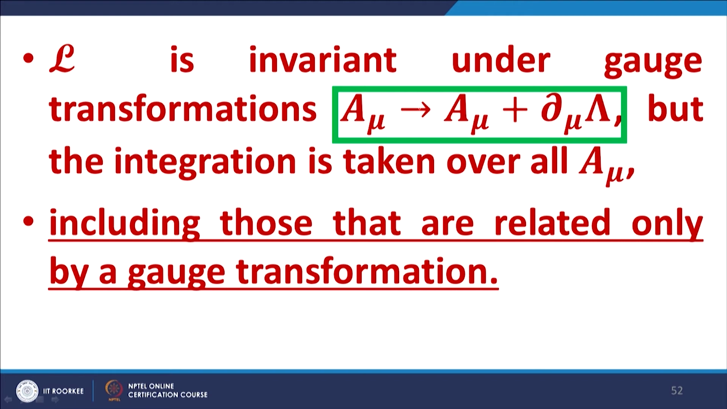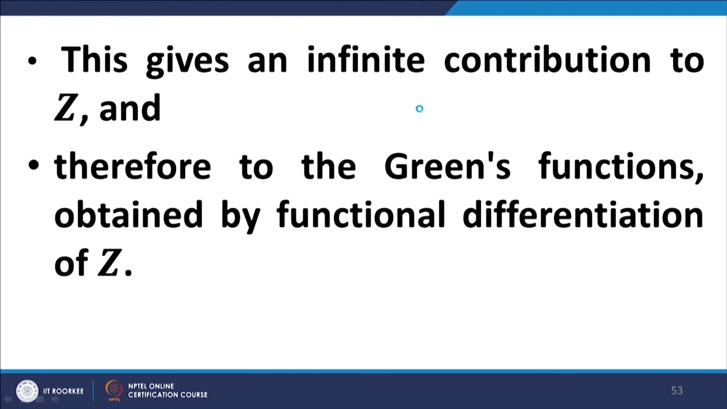In other words, there is some sense of overcounting going on, as a result of which the contribution to Z is infinite, because a particular potential would be counted again and again because of the gauge freedom allowed in defining a potential A. Therefore this problem will give an infinite contribution to Z, and as a result the Green functions obtained from this path integral, or the generating functional, will also be infinite.